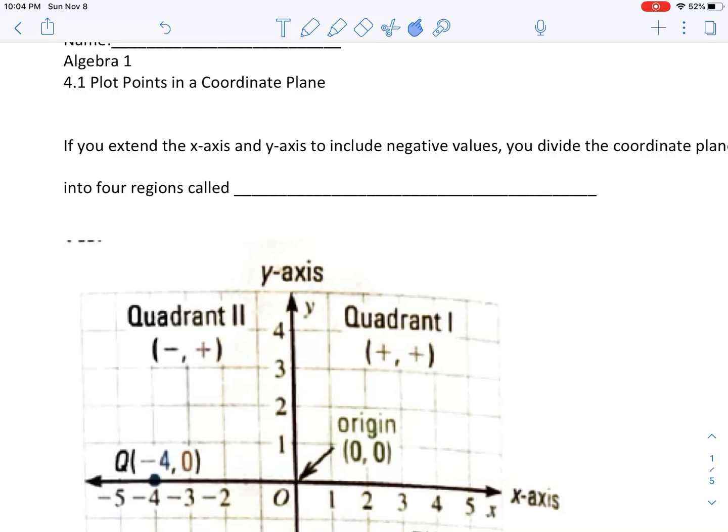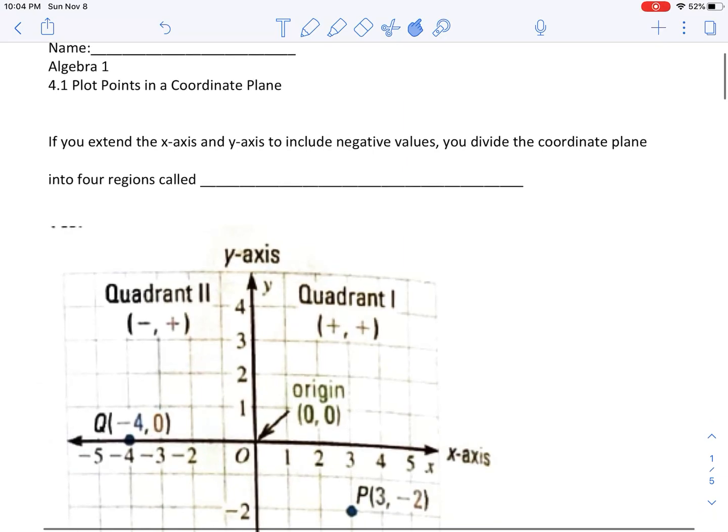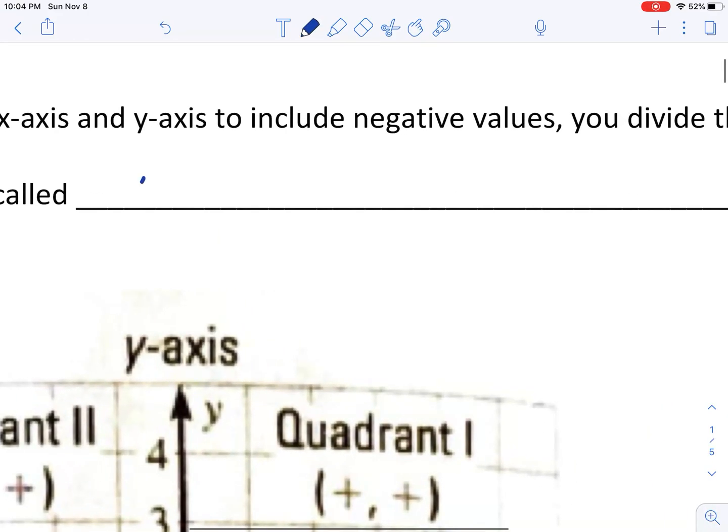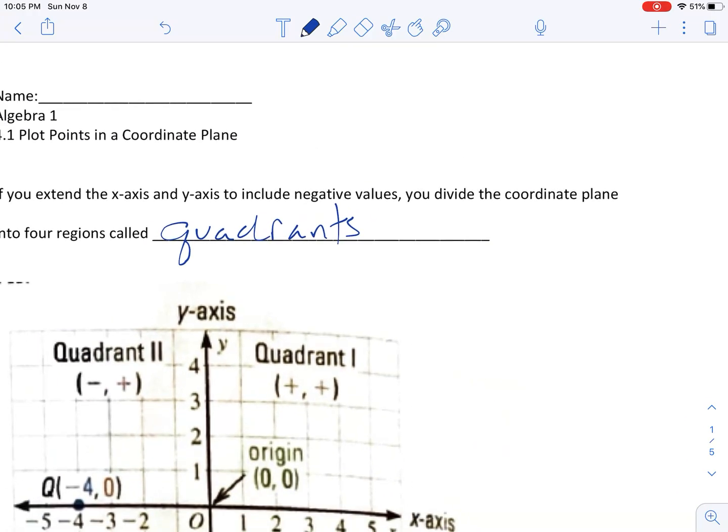So the first thing we've got to do is, it says if you extend the x-axis and y-axis to include negative values, you divide the coordinate plane into 4 regions, and these are called quadrants. So you're going to cut it into 4. Quad is obviously the prefix for 4. So quadrants is really our lone vocabulary word here.